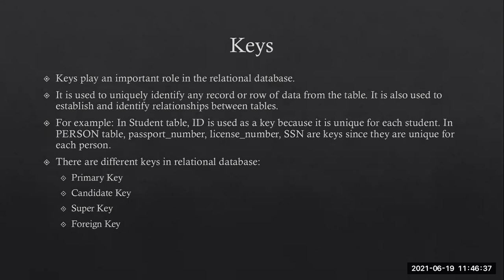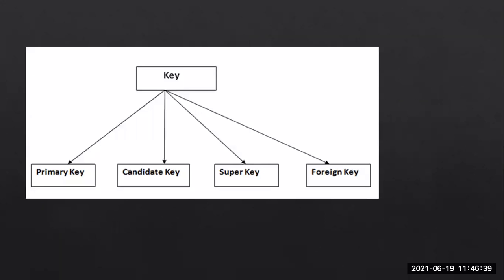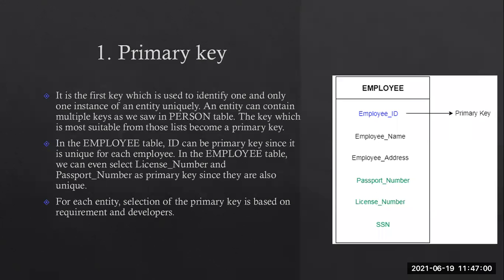Okay, so let us begin. I have specified the diagram of keys here. Four keys are there. The first is called the primary key, and next is the candidate key, CK, then the super key, SK, and FK, which is the foreign key. Okay, let us begin one by one.